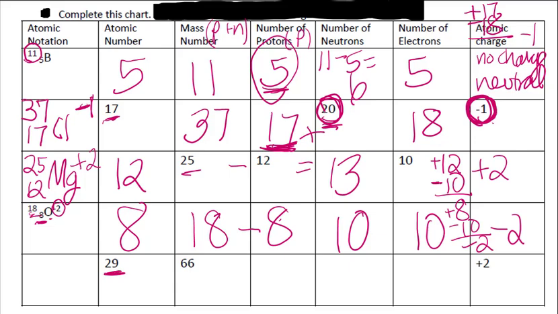Okay. Who has an atomic number of 29? Looking at the periodic table, it should be copper.